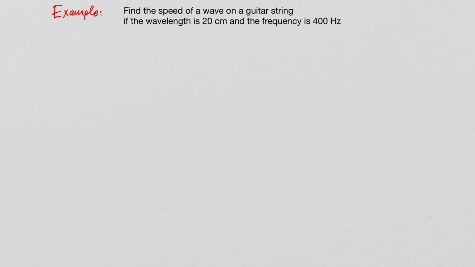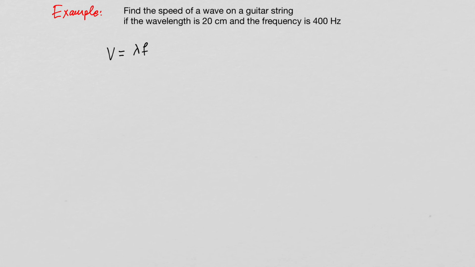Now let's do one example applying the definition of wave speed. Find the speed of a wave on a guitar string if the wavelength is 20 centimeters and the frequency is 400 hertz. So we want to find the wave speed v, which is calculated as the product of the wavelength and the frequency.